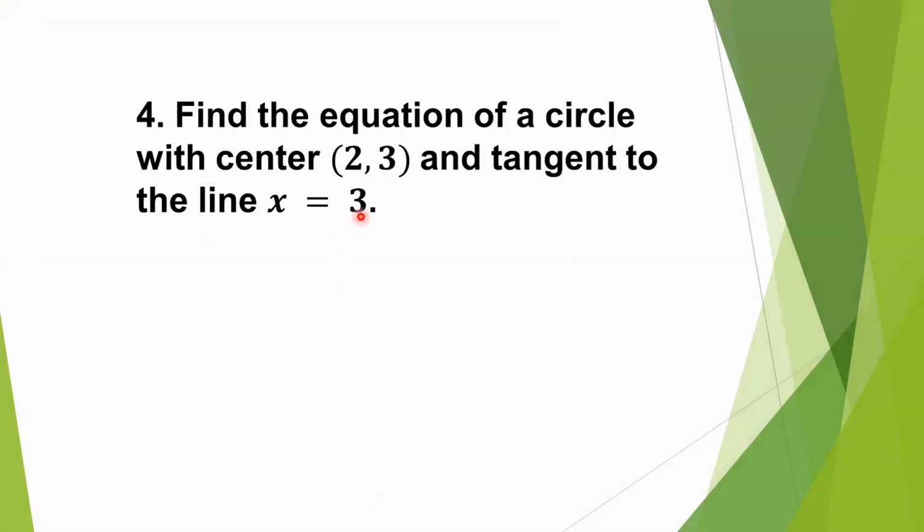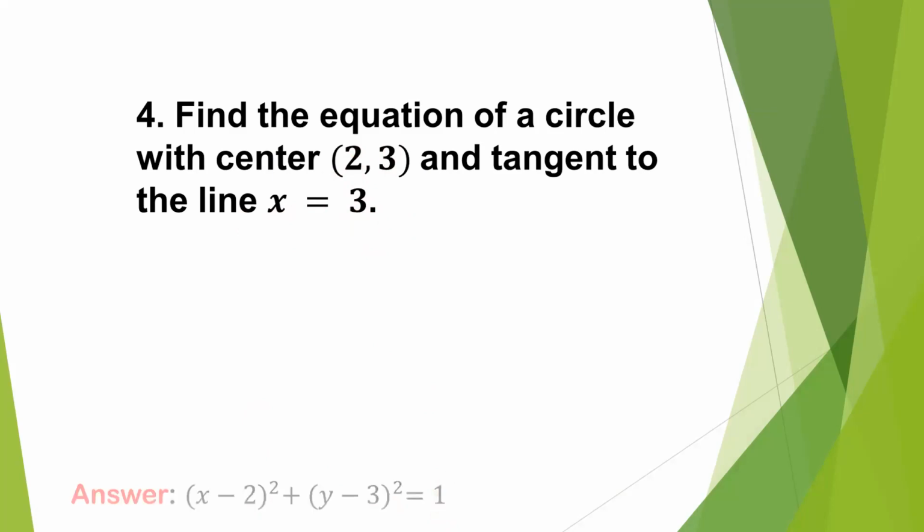Now for number 4, our task is to find the equation of a circle with center (2, 3) and tangent to the line x equals 3. Okay, so our answer will be (x minus 2) quantity squared plus (y minus 3) quantity squared equals 1. Where did this 1 come from? It came from, since this is a value of x, we subtract 3 minus 2. That will be 1. So squaring the 1, 1 pa din.